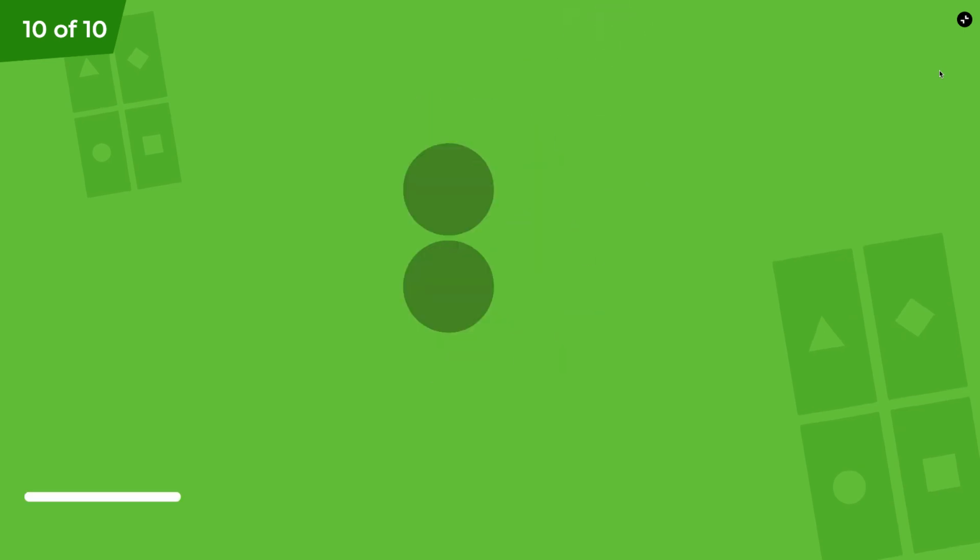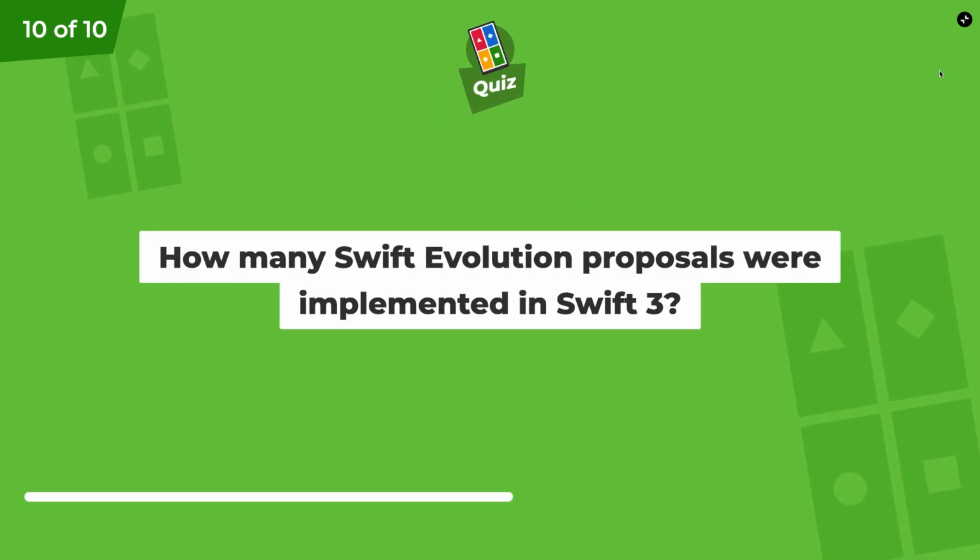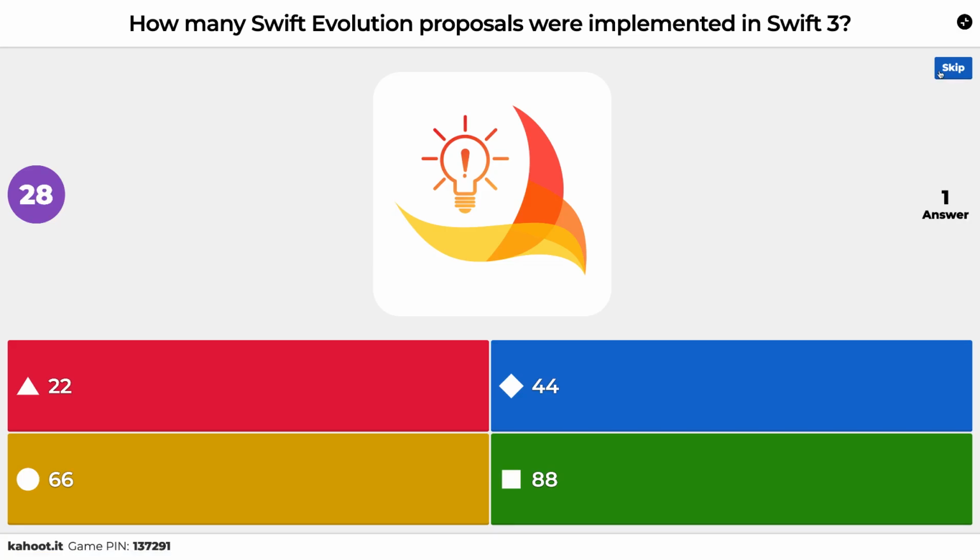Question 10, double points still, a cliffhanger. How many evolution proposals were implemented in Swift 3? It was a huge release, but how huge? Was it 22? Was it 44? Was it 66? Or was it 88 evolution proposals implemented in Swift 3? A mammoth, epic release. But how mammoth and how epic? Let's find out if you know, or can take an educated guess. And by the way, I reckon a good quarter of these were Erica Sadun. 5, 4, 3, 2, and 1.